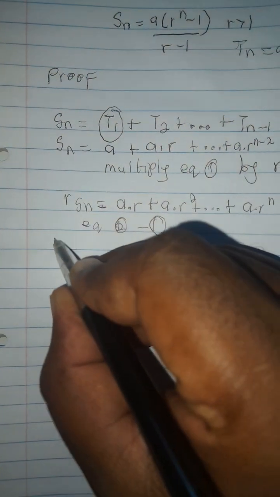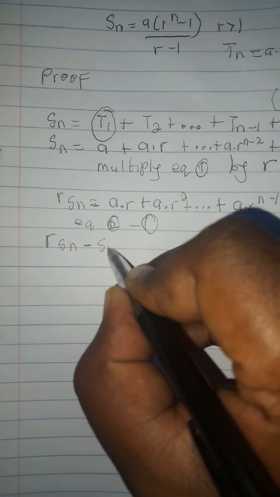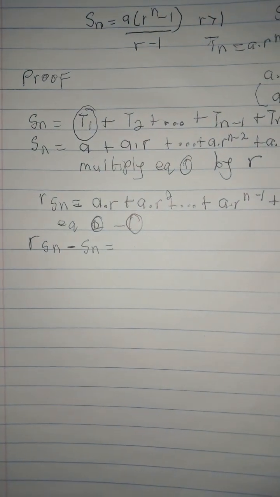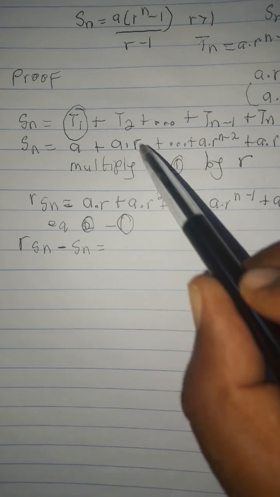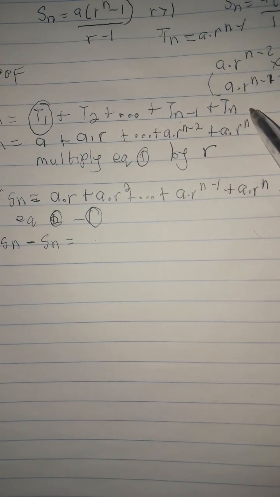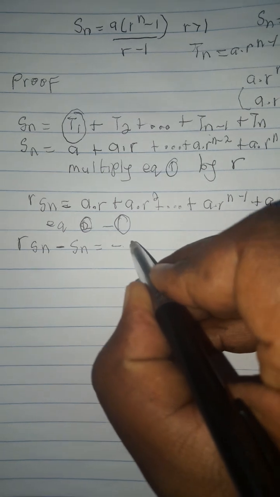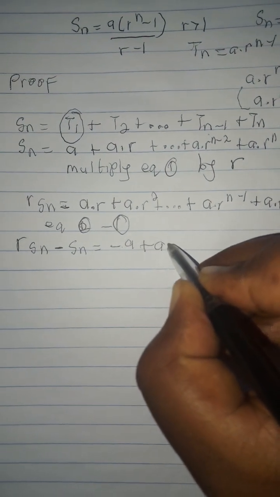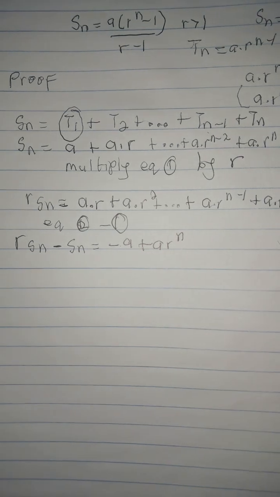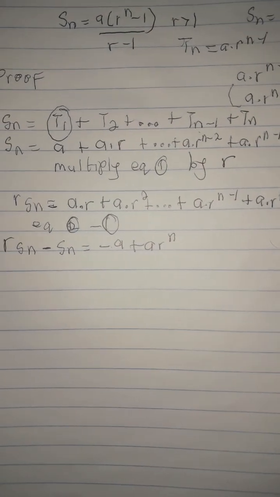So this is what I'm going to say, RSn minus Sn, right? Similarly, when we subtract this, we'll also subtract this, as well as this, as well as this. So when you subtract this, this is what you're going to be left with: negative A plus A r to the power of n, right? I hope you will do that.